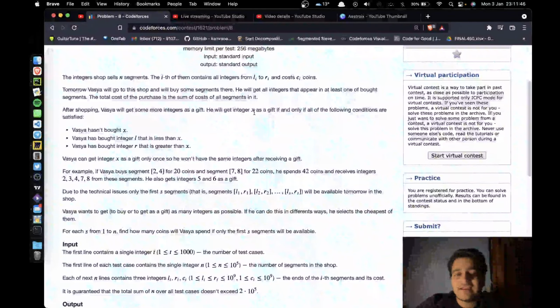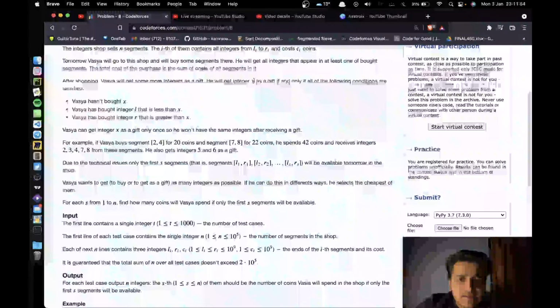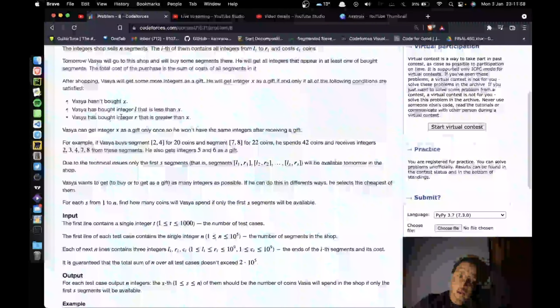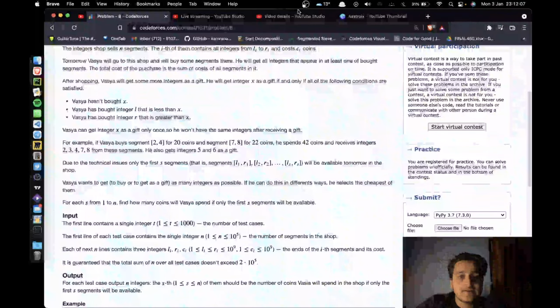He will get integer x as a gift if and only if all the following conditions are satisfied. So see these conditions. Vasya hasn't bought x, and he has bought all the integers L that are less than x, and all the integers R that are greater than x. Fine.